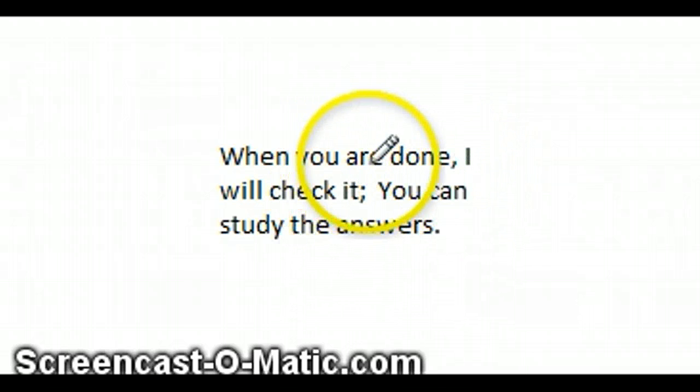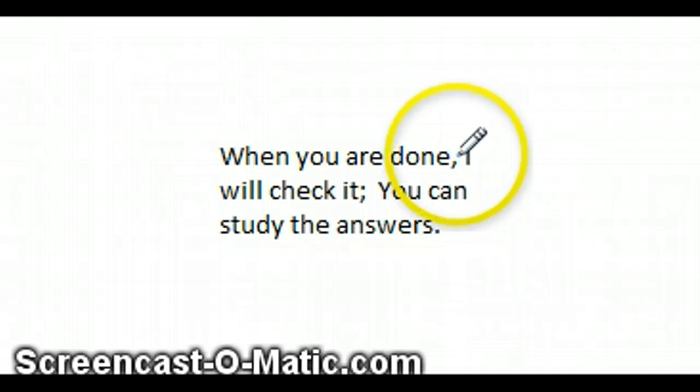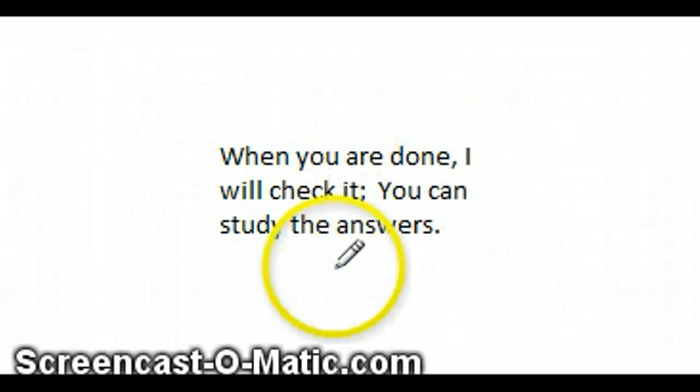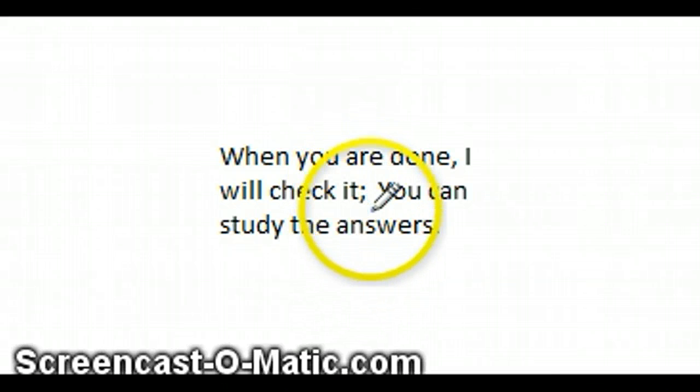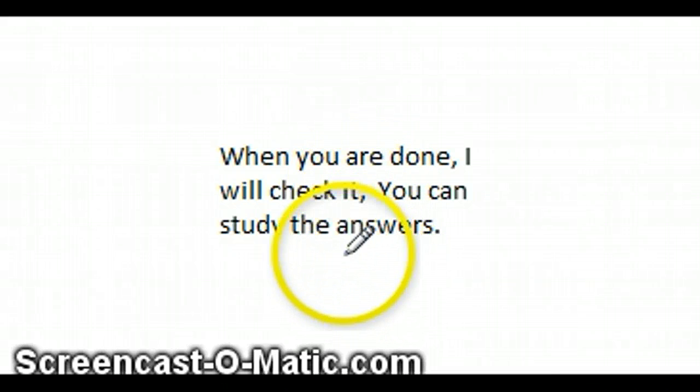Since there is a comma right here, you would have to separate the two sentences with a semicolon, and that would be the final rule for semicolons. And you would have to use all of these rules to properly use semicolons with proper grammar.